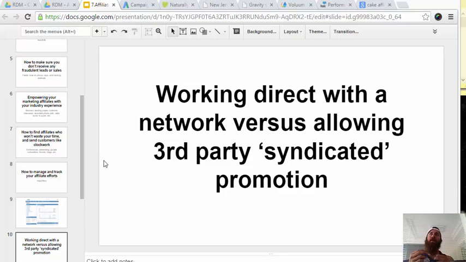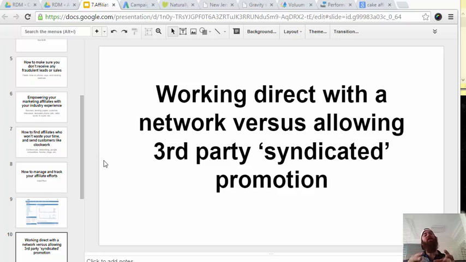Now the problem with, I would say definitely allow third-party syndicated promotion unless your industry has a lot of compliance issues, and you need strict verbiage and stuff like that, and those are concerns of yours. And also, if you want more control over your advertising, try not to work with third-party syndicated promotion. You're going to want to work with a network who has more of an in-house team, so it's just easier communication back and forth.